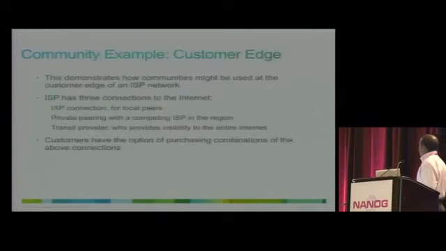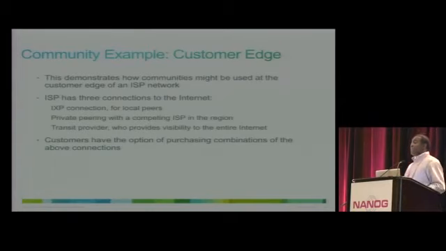In this particular case, let's say a service provider has three different types of connections to the internet. Peers, which means settlement free peer or BGP session, eBGP session. Another one is private peering. Again, that's also settlement free. Another one is the transit provider.